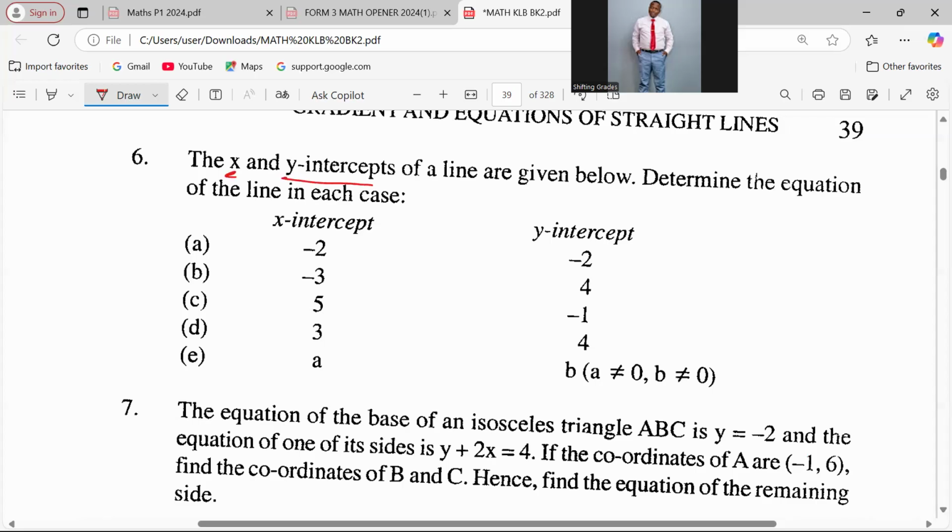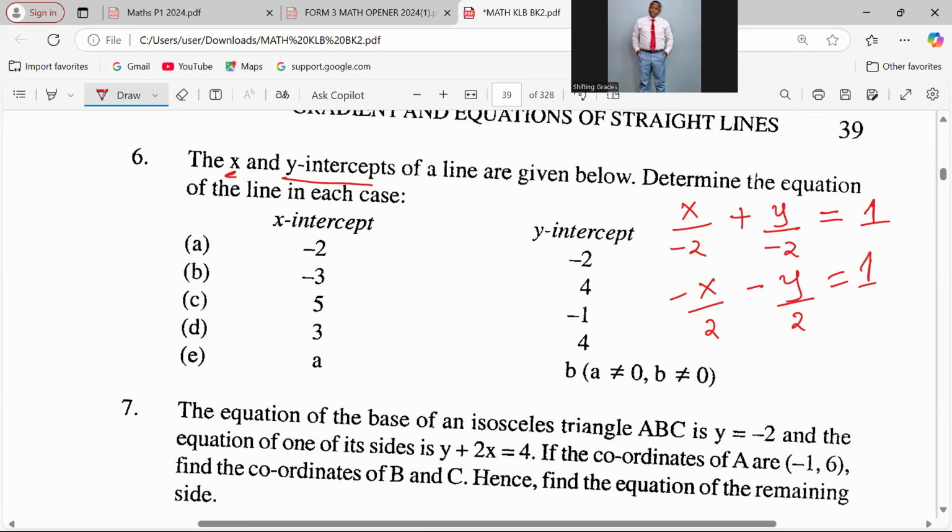The x and y intercepts of a line are given below. Determine the equation of the lines. We said the line can be given in the double intercept form. Double intercept form means we take x over -2 and add y over -2, and we will be able to get 1. Because we don't have to divide by a negative number, this will be -x over 2 minus y over 2 equals 1.